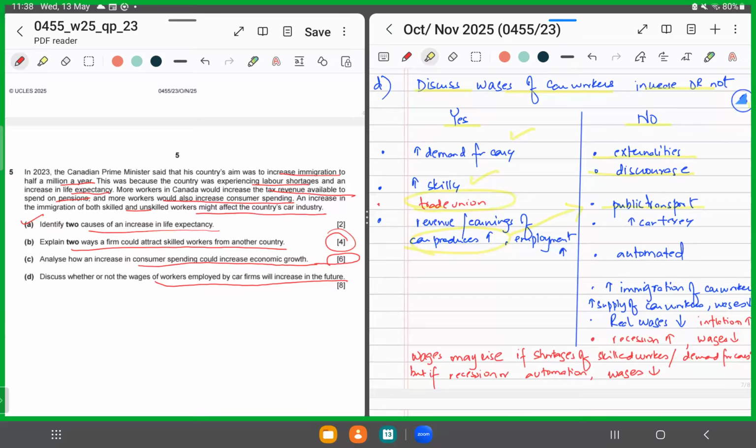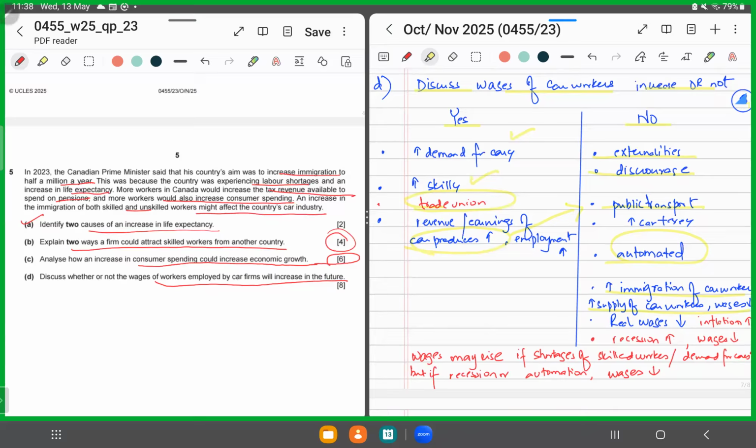Or if taxes are imposed on cars again, the demand for car workers is going to fall because the demand for cars is going to fall. Or if the assembly lines get automated, then these workers are going to get redundant, and these car workers might experience a fall in their incomes. It could also be that if there is an influx of immigration of car workers, the supply of car workers could increase, causing their wages to fall, because firms could easily replace workers since now they've got a larger pool of car workers available.